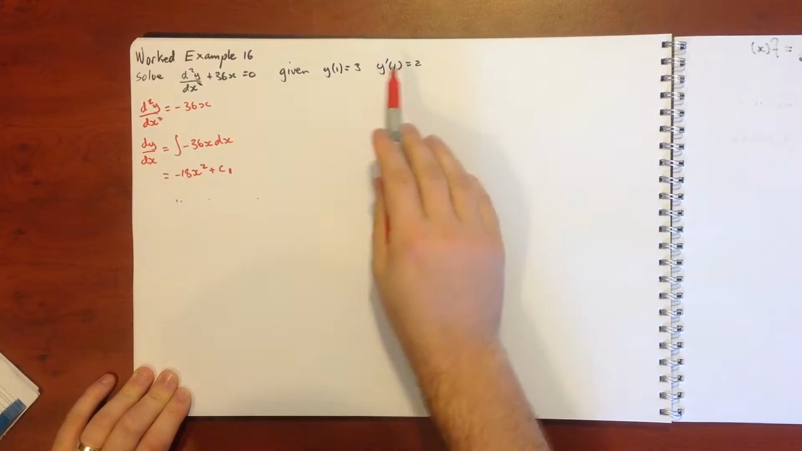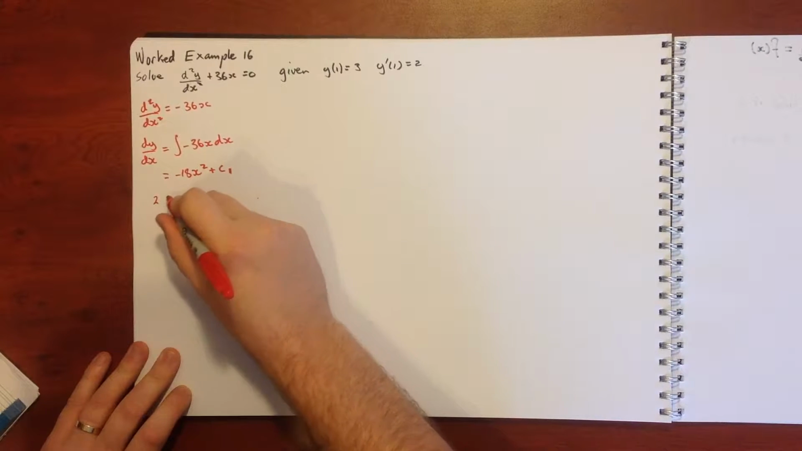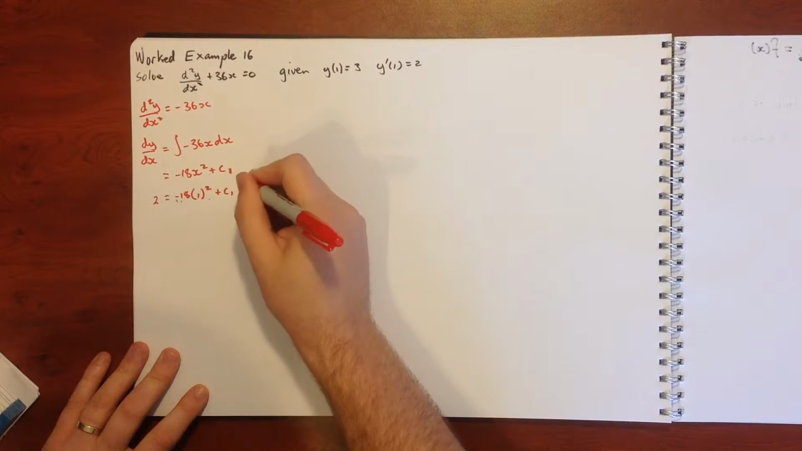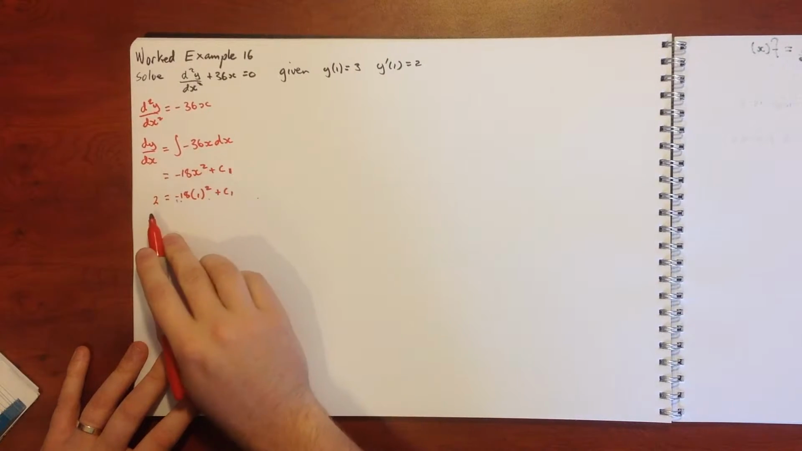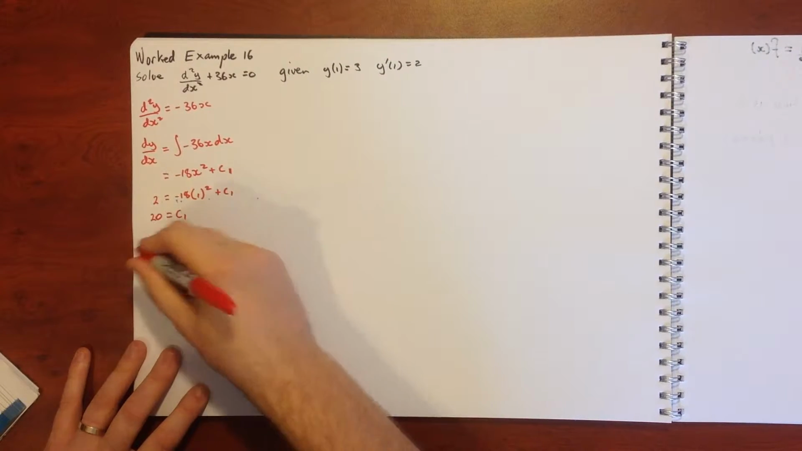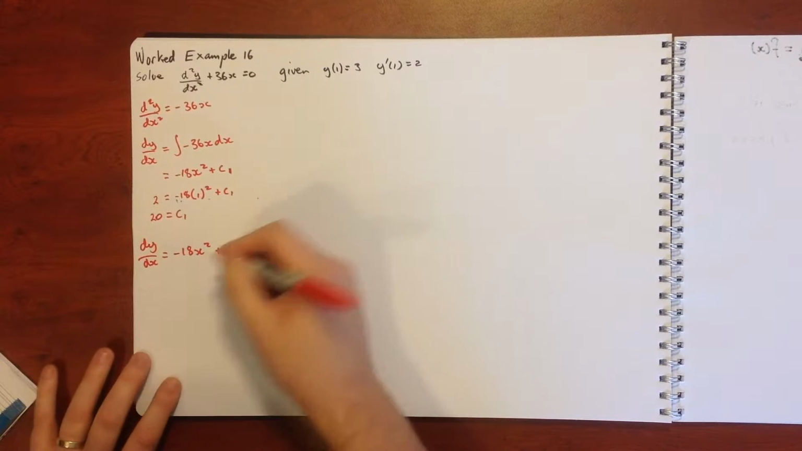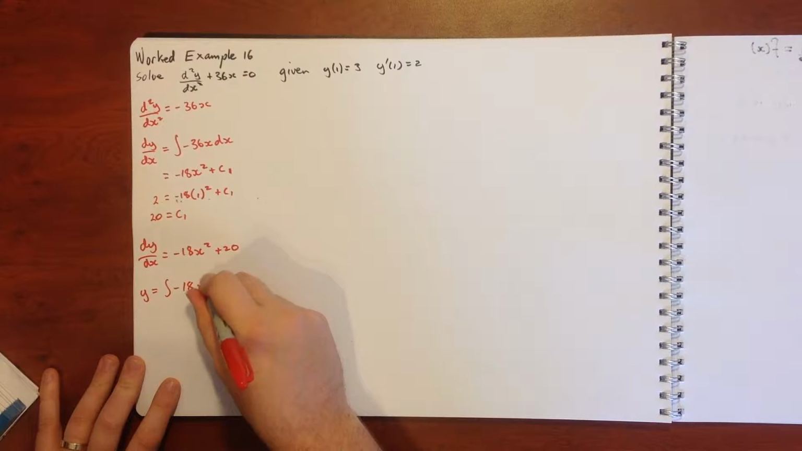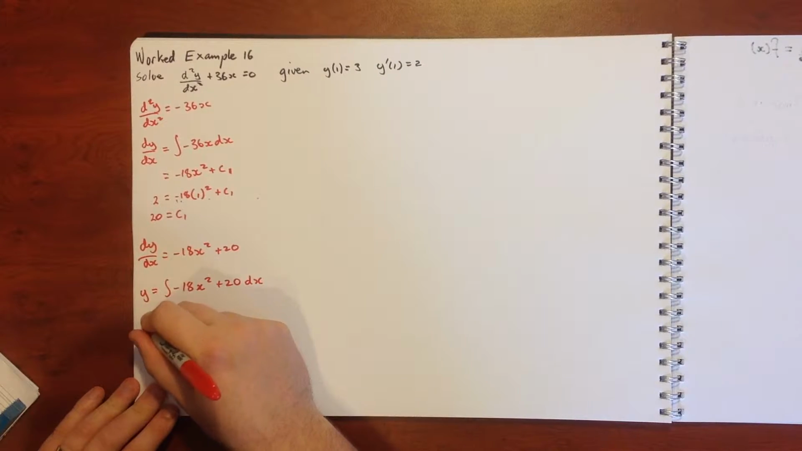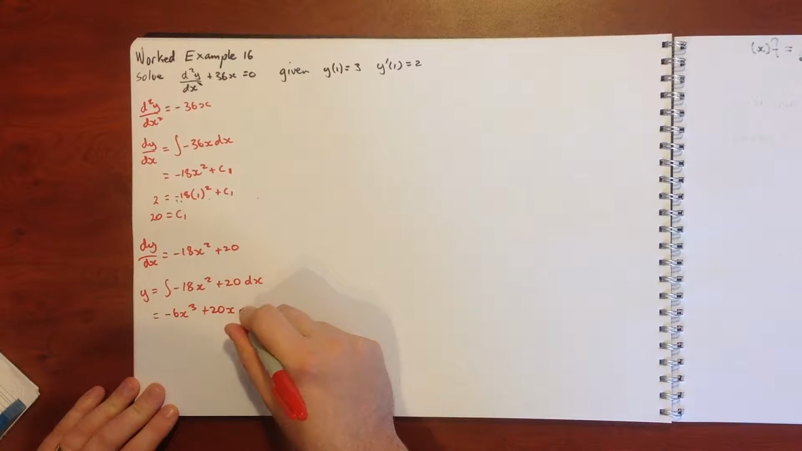Because we found dy dx, we need to use our information of y dash to find c1. So we say when x is 1, y dash is 2. So 2 is equal to negative 18 times 1 squared plus c1. We can make it 20 equals C1, just by adding on our 18. So dy dx equals negative 18x squared plus 20. That means y equals the integral of negative 18x squared plus 20 dx. When we integrate that, we get negative 6x cubed plus 20x plus c2.